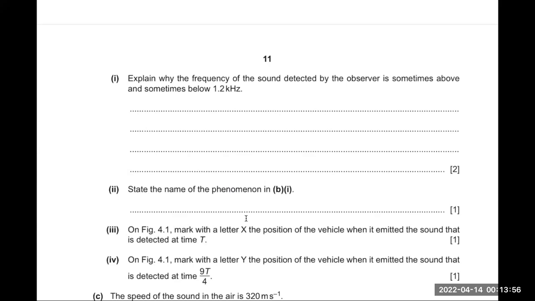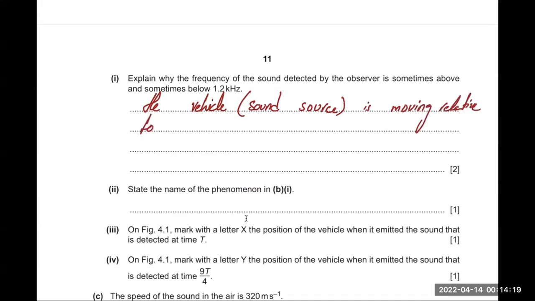Because the vehicle, or a sound source, is moving relative to our observer. Our sound source is moving relative to our observer. That is why you observe a change in frequency. But the question is not asking you why there is a different frequency, or why there are different frequencies observed. In that case, you would have written, because the vehicle or the sound source is moving relative to our observer.